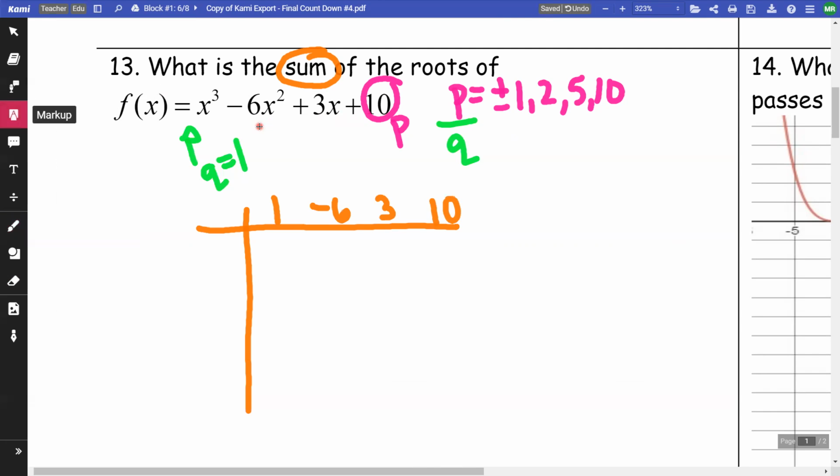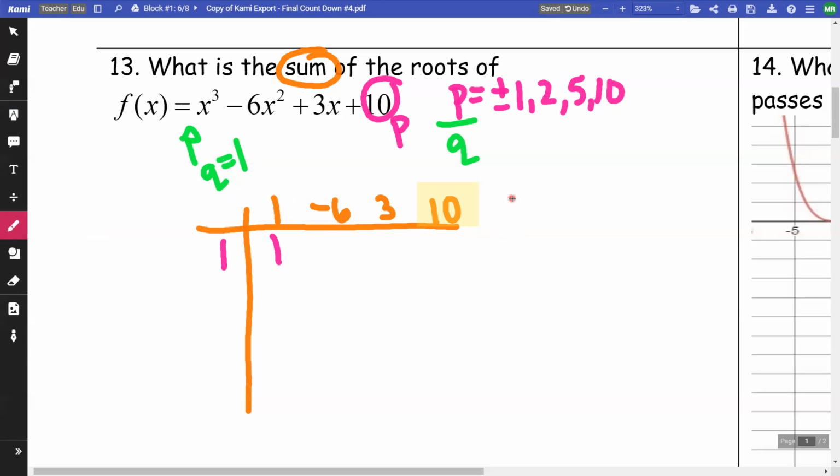Because the last number here would be my y-intercept. This is when my x is 0, I'm 10 above the x-axis, just so you kind of see where you are. Okay. So now I am going to try 1. I usually try 1 unless I notice that all of these are positives. If all these were positives, I'm not going to try any positive because they're never going to cancel out if I'm adding positives to a positive. But I do have a negative here. So I'm going to start with 1 and let's just see what happens.